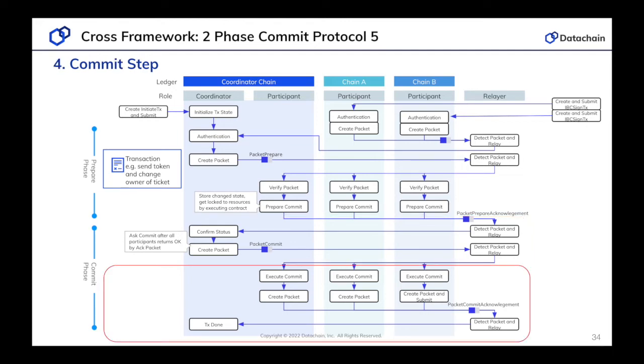Next, commit step. When commit request is received, each of participant chains applies the change status in state store, and participant chains remove the lock and send a packet to the coordinator chain indicating completed. When each of participant chains receives abort request, participant chains delete change status and locks and send a packet to the coordinator chain.